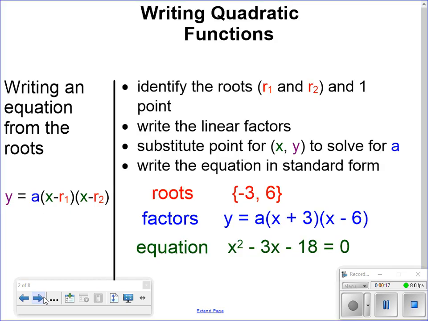When we're writing an equation in standard form, one of the ways that we can write it is by using its roots. So we identify the two zeros, root 1 and root 2, and we need another point on the graph so that we can figure out what a is. You're going to write it as the linear factors, so it's the opposite of the roots. So if my roots were -3 and +6, my factors would be x plus 3, x minus 6. That would be the way that we would get them to solve.